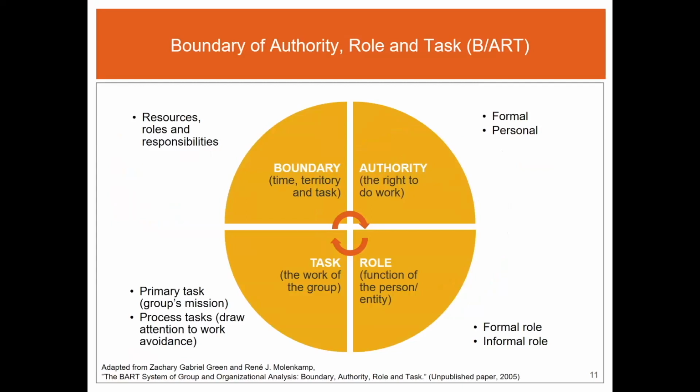Authority is simply the right to do the work. There's formal authority that might come to you through an organization or a system, from your board, from your boss, and there's informal authority that you grant yourself and others grant you because you're good at what you do and you're effective. But the authority, the right to do work, needs to be clear as well, and it needs to be aligned with the role that you're playing.